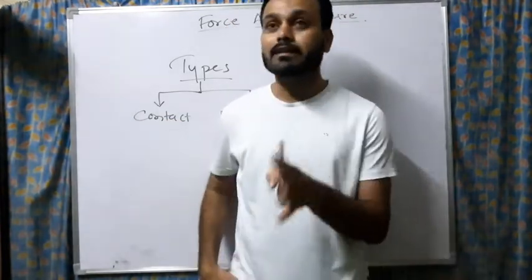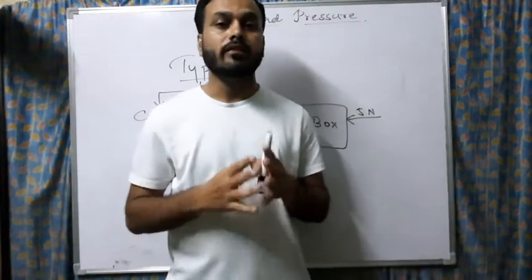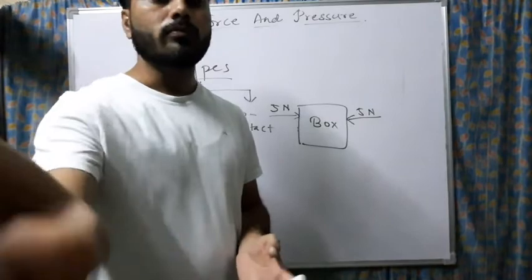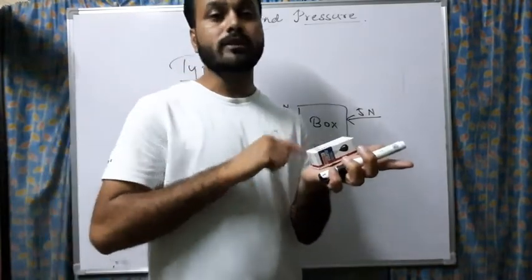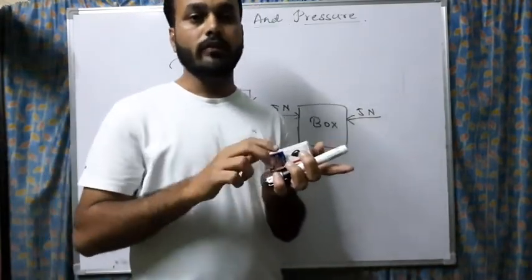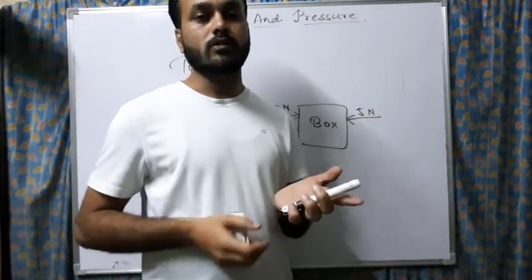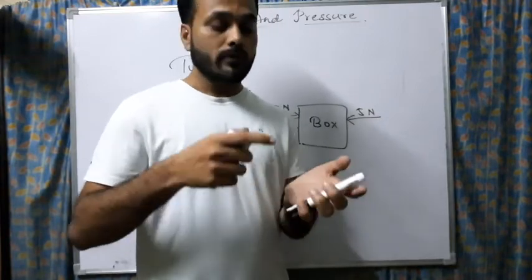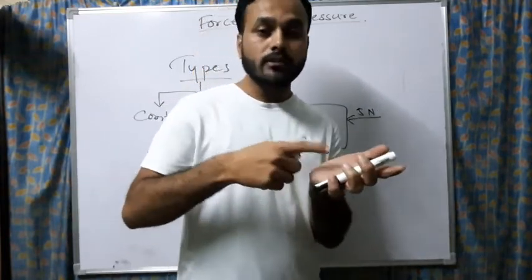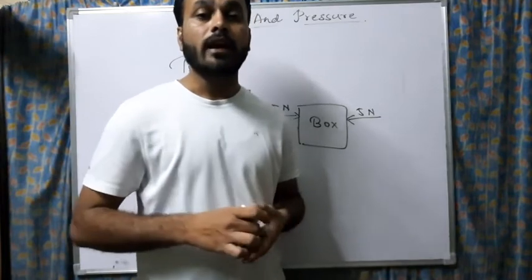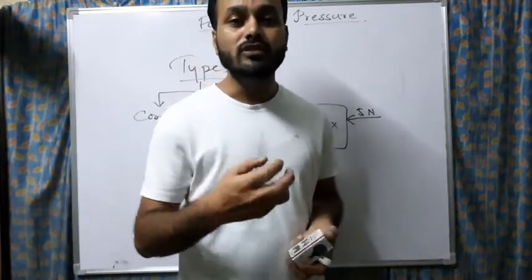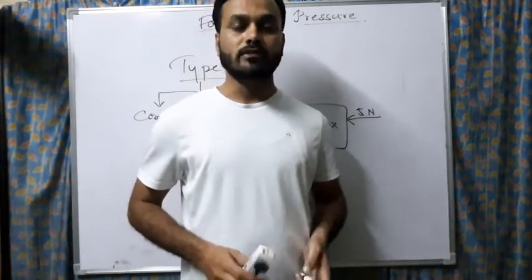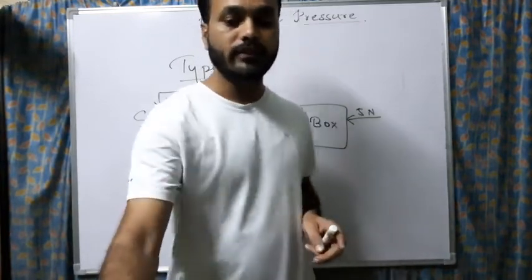Now we'll see another example of contact force, that is frictional force. Frictional force is when an object is resting on a surface, or sliding on the surface, or rolling on the surface, the force that comes into play between the surfaces in contact, and that force always opposes the motion of the objects. This force is called frictional force. Try to understand what frictional force is.